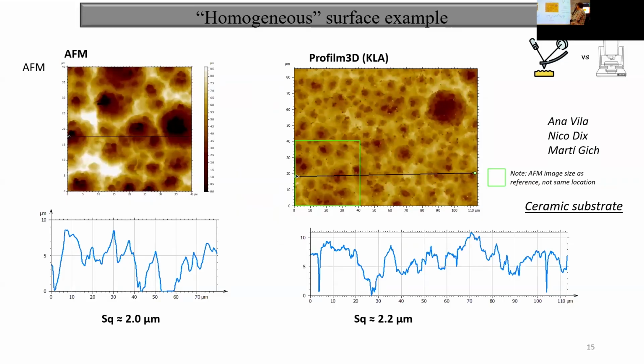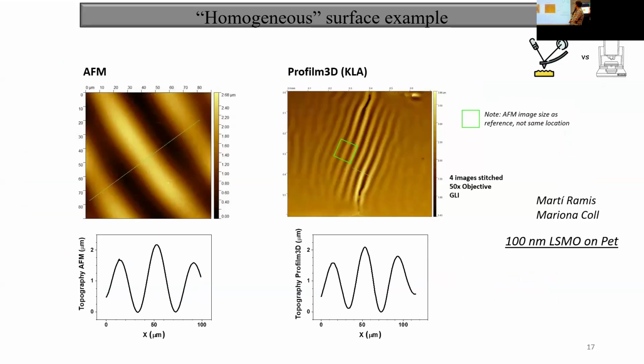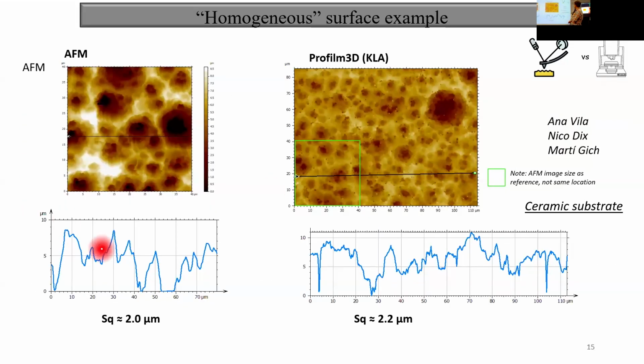Another example, in this case, we are passing to a ceramic from the group of Martí and a much rounder surface. We have a roughness of 2 microns and nearly reach 10 microns in height. This is in the limit of the scanner that we have in the AFM, and in fact, in this location the scanner is saturated. Okay, but the roughnesses that we are getting for the two techniques are comparable.